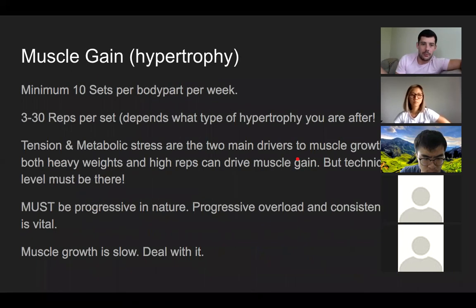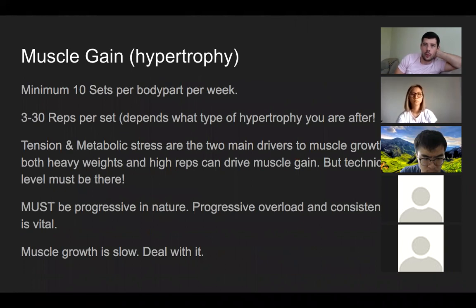If we were to talk about muscle gain, hypertrophy or gaining muscle mass, this one has a lot more research out there on it. A minimum of 10 sets per body part per week is suggested for gaining muscle mass. The reps, anywhere between 3 to 30 reps can cause hypertrophy.